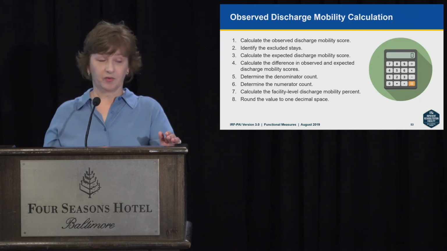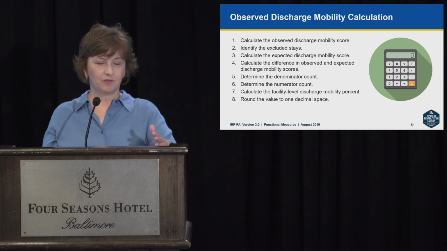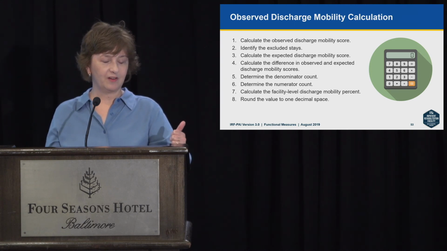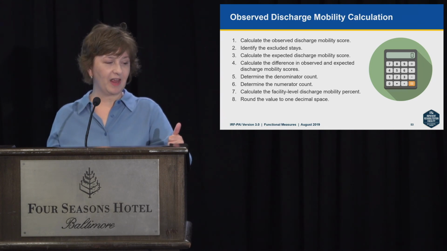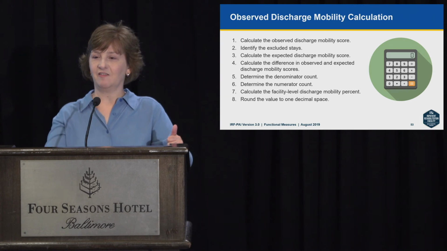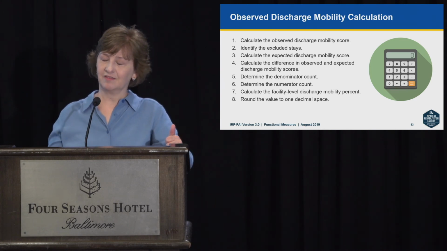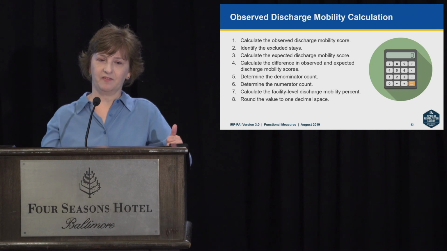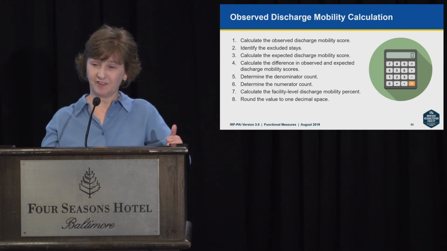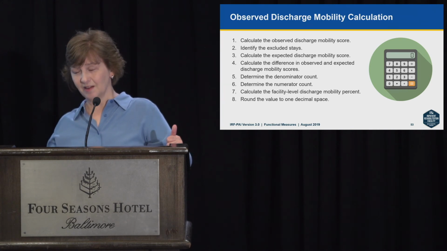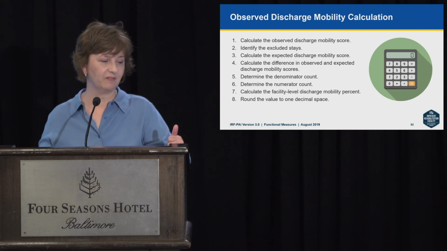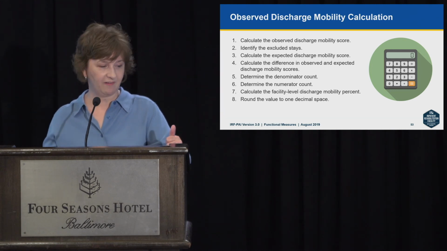So just walking through this, again, just to make sure that it makes sense to you. If you're calculating this measure, you'd start out by calculating the observed discharge mobility score. So again, the 15 data elements are considered. The range: if somebody got coded a 1 at discharge for each of the activities, the lowest score would be 15. If somebody got coded 6 on each of the activities, you'd have a score of 90 for that person for the mobility score when it's summed after recoding.